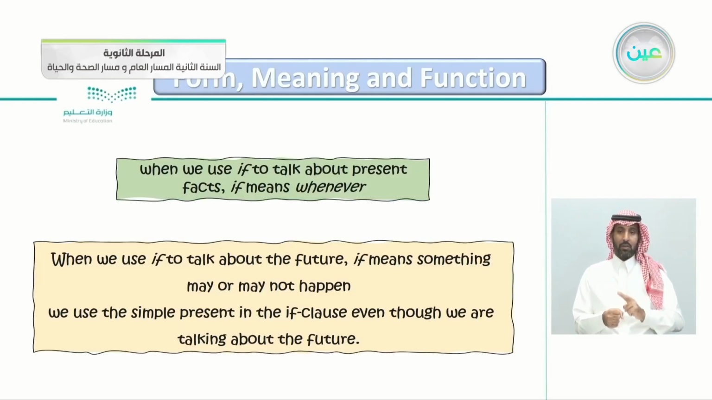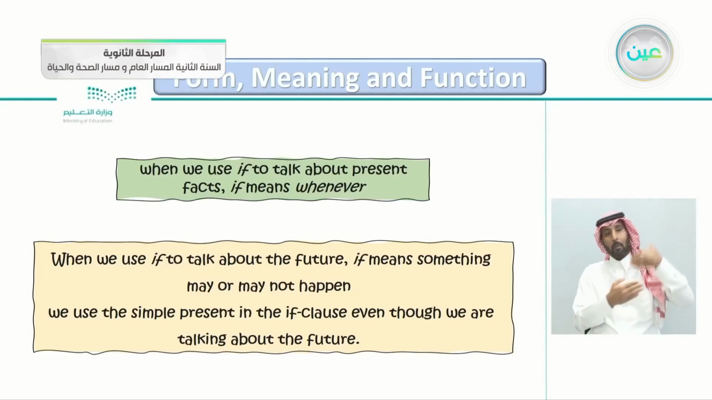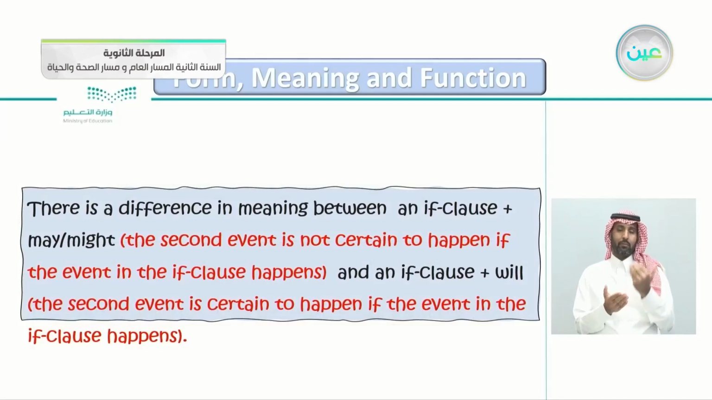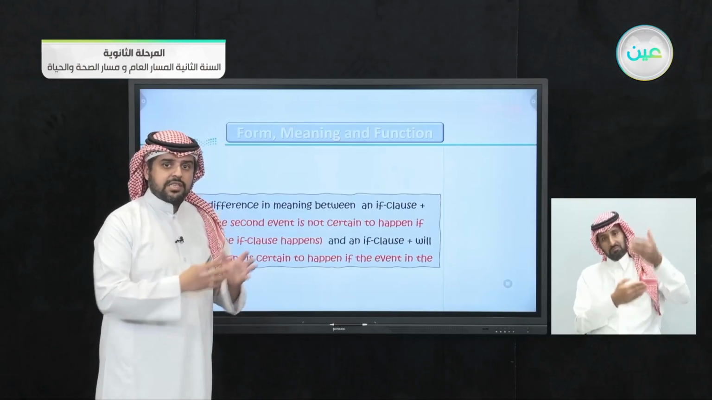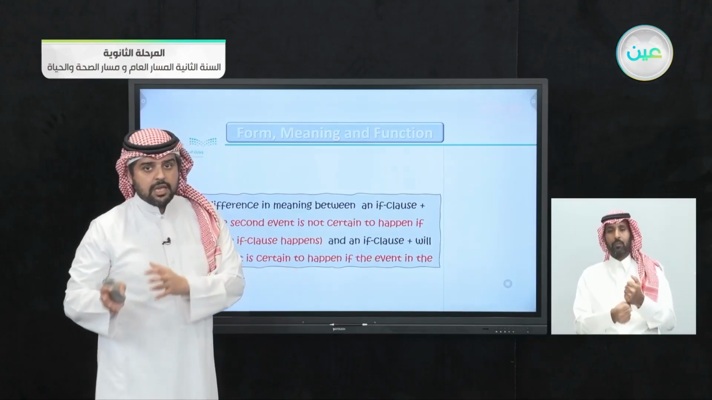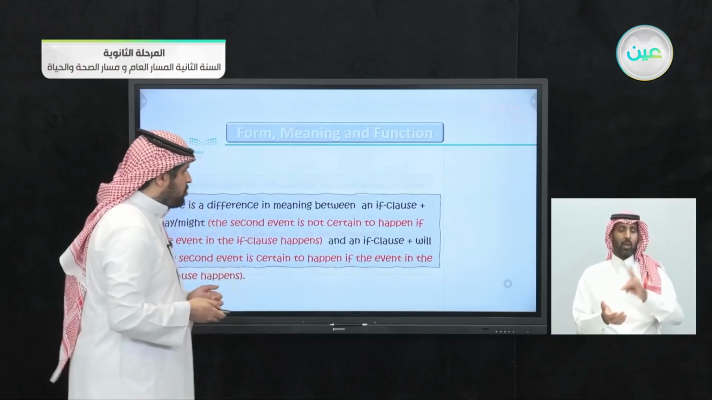When you use the simple present in the if clause, even though we are talking about the future, as mentioned before, there is a difference in meaning between an if clause plus may and might, and if plus will. With may or might, the second event is not certain to happen. With will, the second event is certain to happen. If you say will, we know this is what's going to happen. If you say may or might, we are not sure.